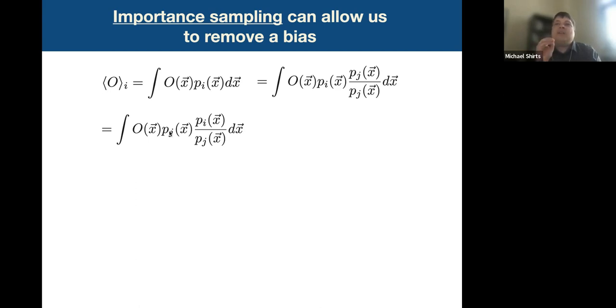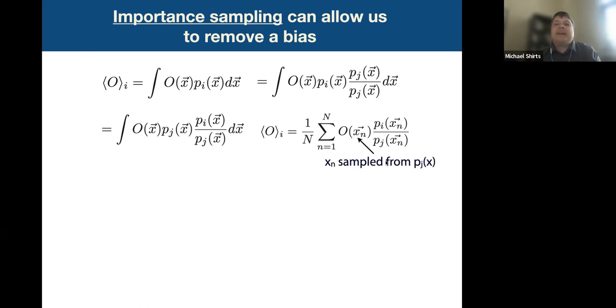Now let's use this concept from Markov chain Monte Carlo integration. If I have this P of J there, I can sample from P of J. So I can turn this into a sum where my Xn are sampled from P of J, from this other distribution. However, this is still equal to the ensemble average over I. So the ensemble average of I is equal to this average of the observable times this ratio of probabilities.